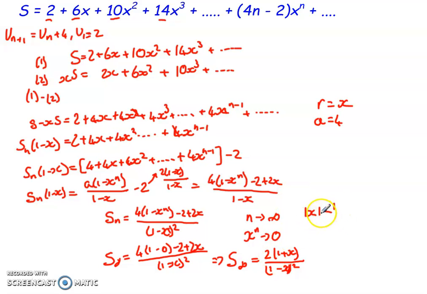And again, for the values of x for it to exist, we know the magnitude of x has to be less than 1. So x for this one has to sit somewhere between negative 1 and 1. So there you go. That's a sum to infinity, and that's the limitation we have to put on our values of x and what we have to pick for it to work.